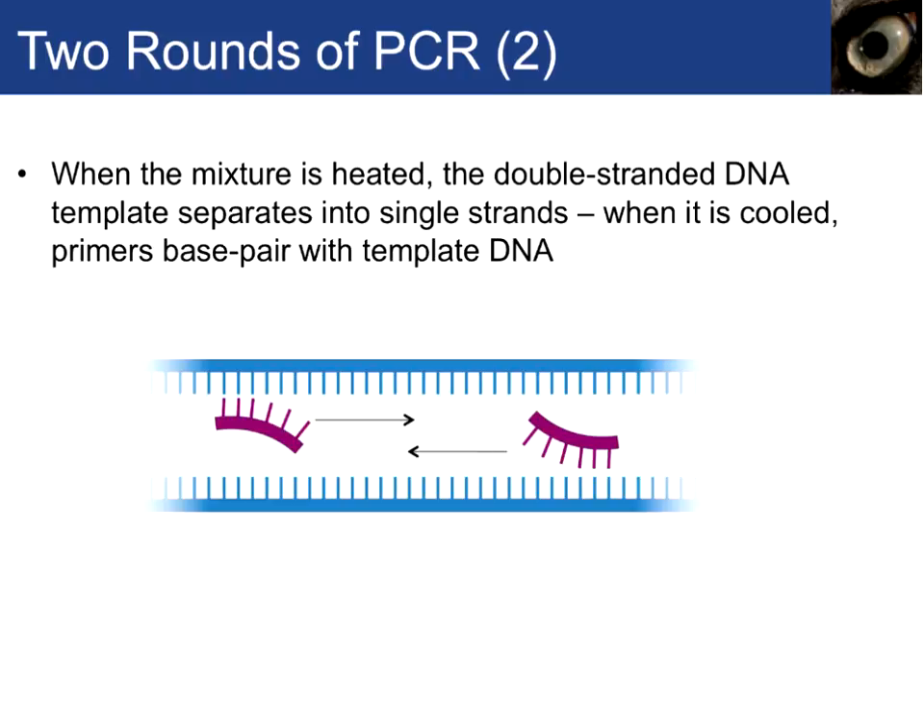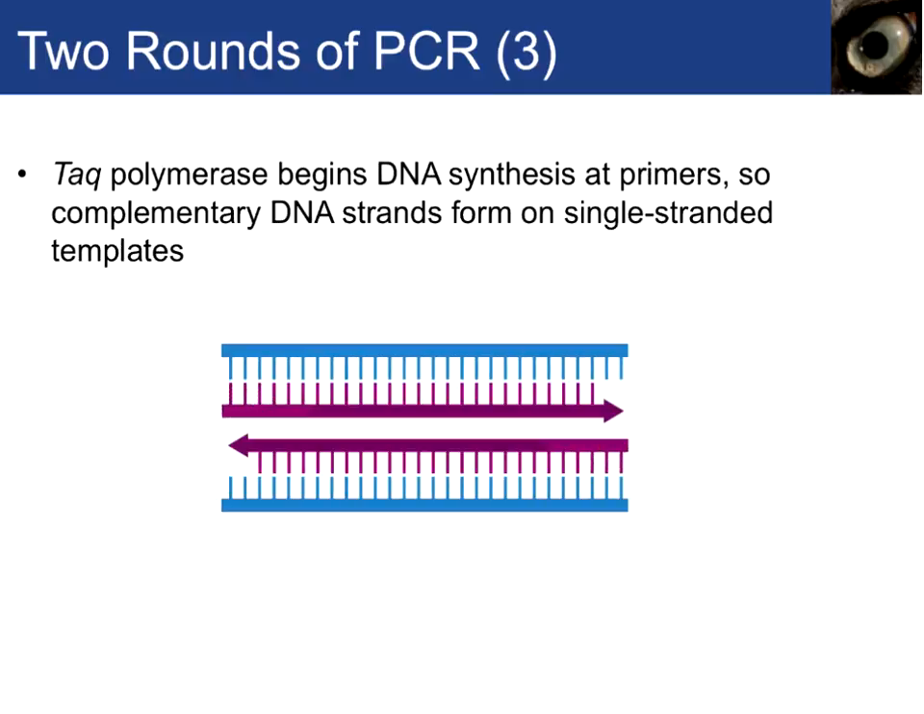So when the mixture is heated, the double-stranded DNA template separates into single strands because the heat is enough energy to break the hydrogen bonds holding the strands of DNA together. The reaction is then quickly cooled, and the primers base pair, hybridizing with the template DNA. Taq polymerase then begins DNA synthesis at the primers, so complementary DNA strands form on the single-stranded template.